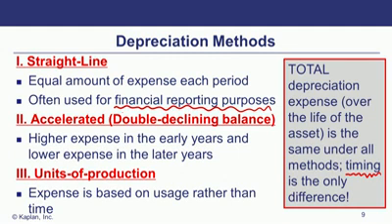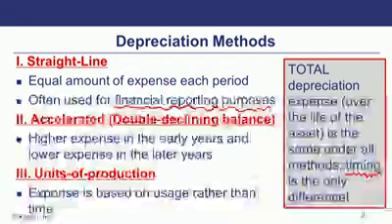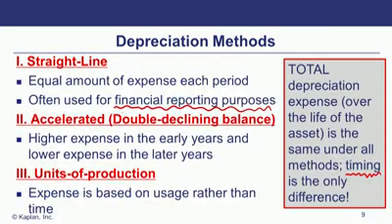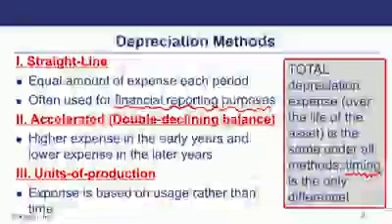IFRS, we often find accelerated methods being used because under IFRS there is a requirement to match the depreciation methods to the earnings potential of the asset. What that means is, if you have an asset that generates high earnings in the earlier years and the earnings taper off as the asset ages, then you have to use an accelerated depreciation method. There are a number of accelerated depreciation methods: double declining balance, sum of the year's digits. The only one we'll be tested on is double declining balance.